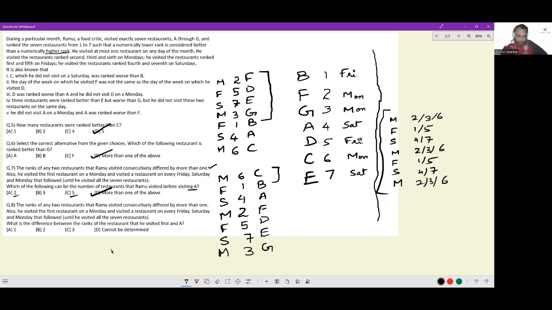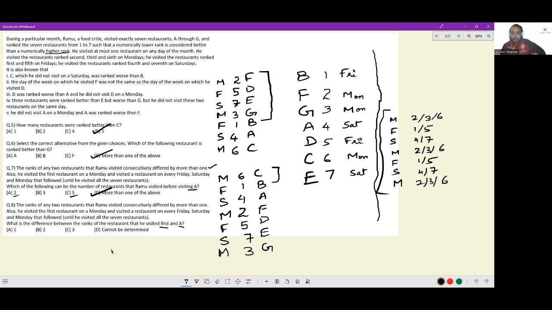Okay. Next question. The ranks of any 2 restaurants that Ramu visits consecutively differed by more than 1. It is pretty much the same instruction that we had the last time. Also, he visited the first restaurant on a Monday and visited the restaurant on every Friday, Saturday, and Monday that followed until he visited all the 7 restaurants. What is the difference between the ranks of the restaurant that he visited first and A?